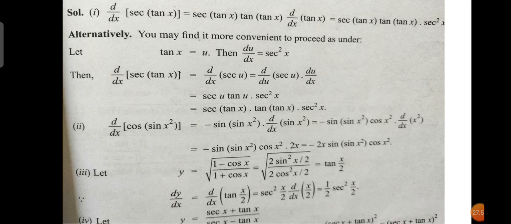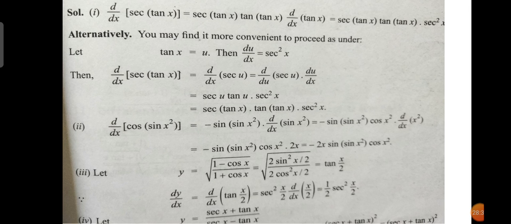You have to take tan x as u, and du by dx is equal to sec square x, since the derivative of tan x is sec square x. Then d by dx of sec of tan x is d by dx of sec u, that is d by dx of sec u into du by dx. That is sec u tan u into sec square x. Then substitute the u function.